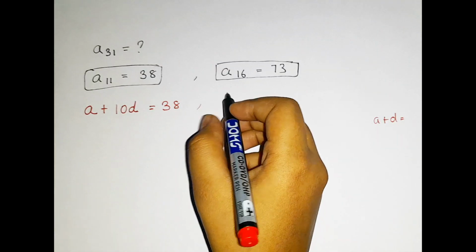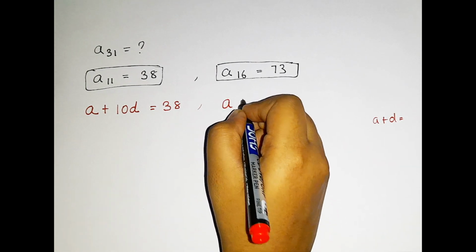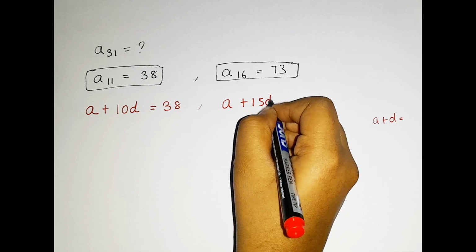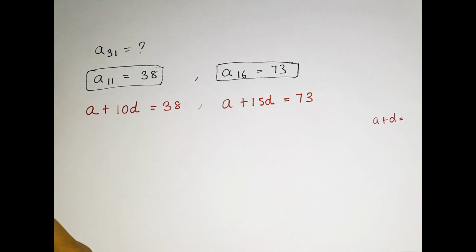And then, here it is 16. So what is the previous number of 16? The previous number is 15. So it is A plus 15D is equal to, here it is 73. So I just wrote it as it is.